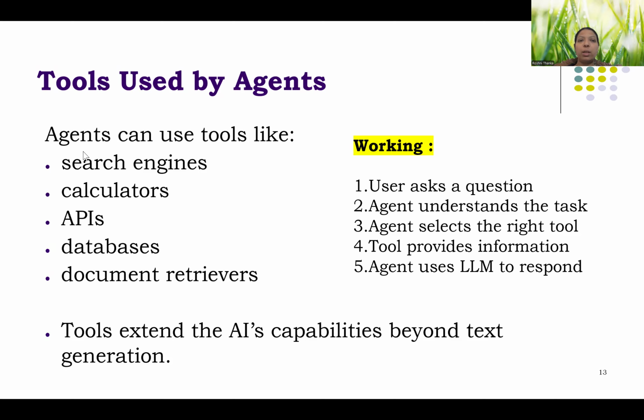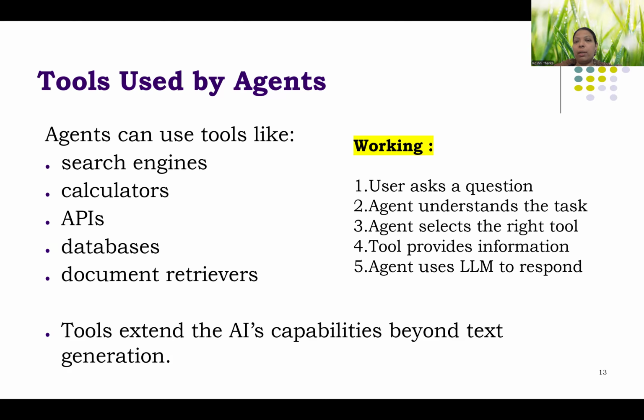So these are the tools used by the agent: calculators, APIs, databases, document retrievers. All of these are used as tools by the agent. Whenever the user asks a question, the agent gives it to the LLM, which understands the tools required for it. The agent executes the tools, gets the answer, gives it to the LLM, and the LLM gives the answer as required by the user.